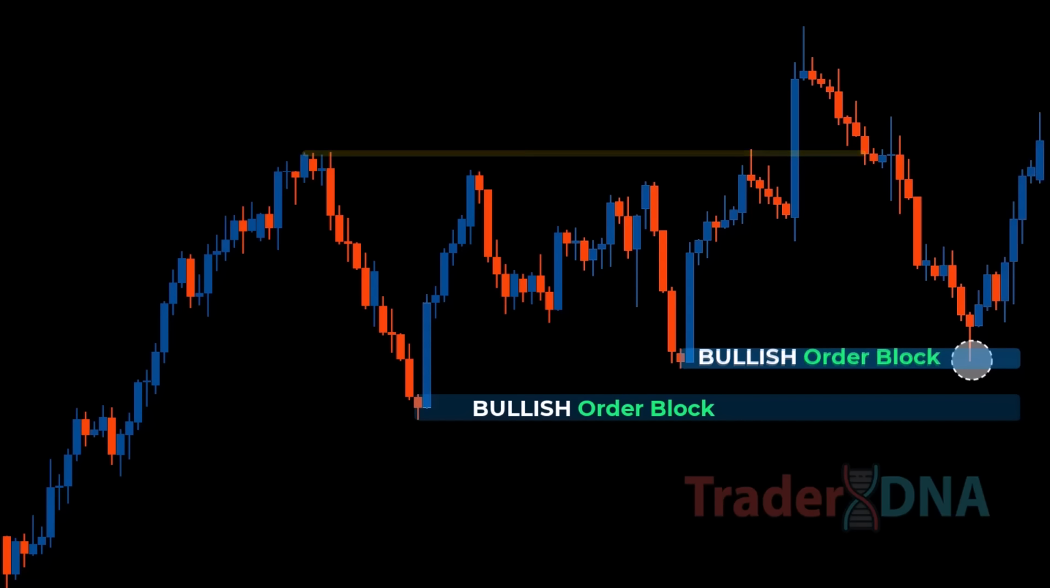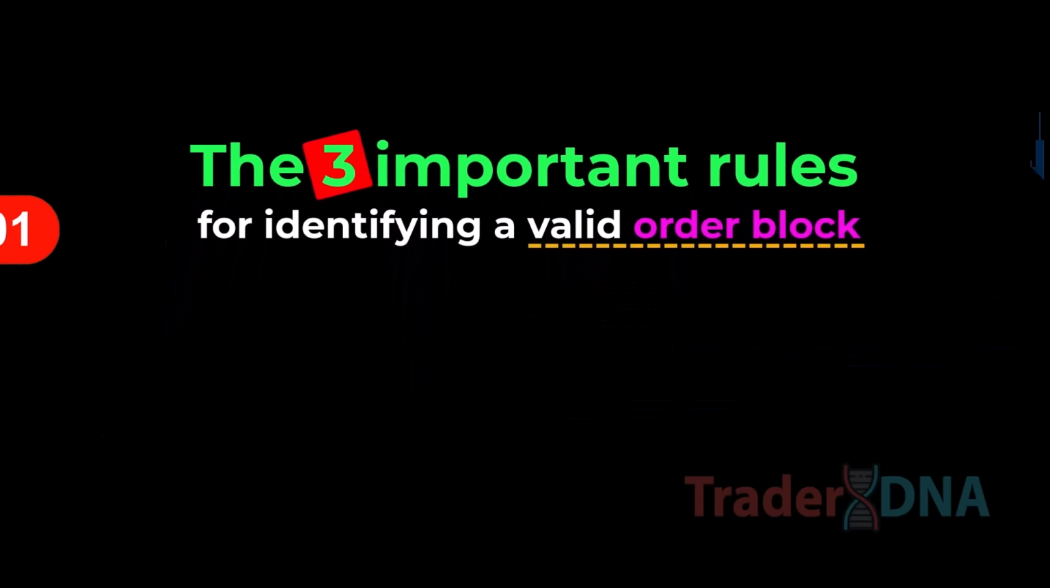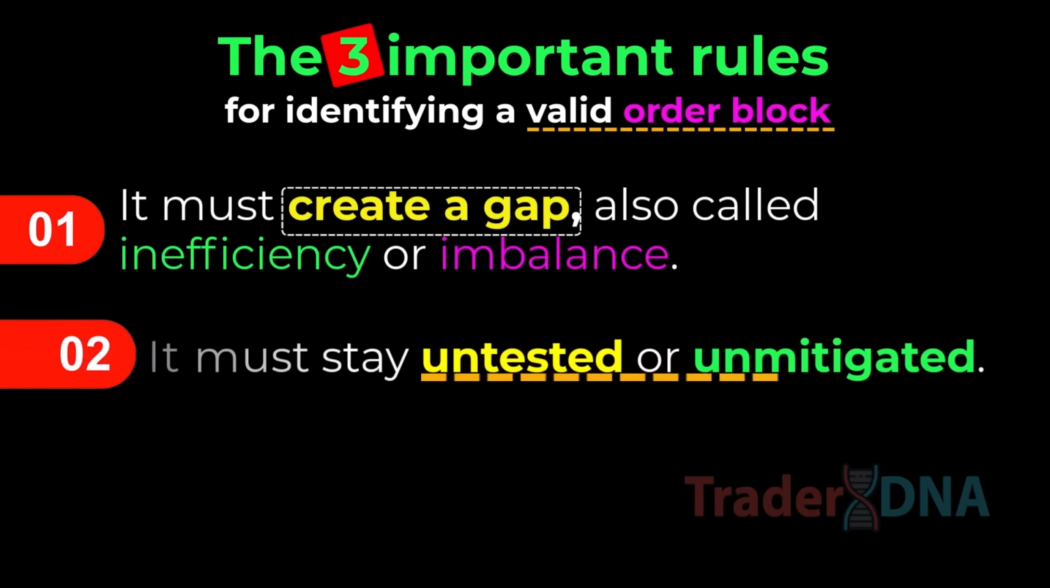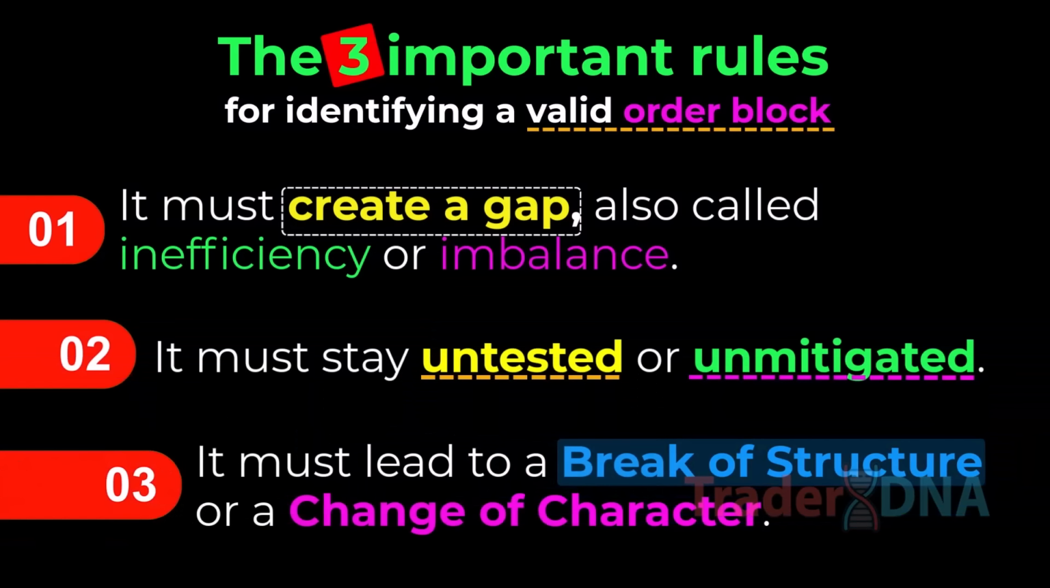Quick recap. The 3 rules for a valid order block. 1, it must create a gap, also called inefficiency or imbalance. 2, it must stay untested or unmitigated. 3, it must lead to a break of structure or a change of character.